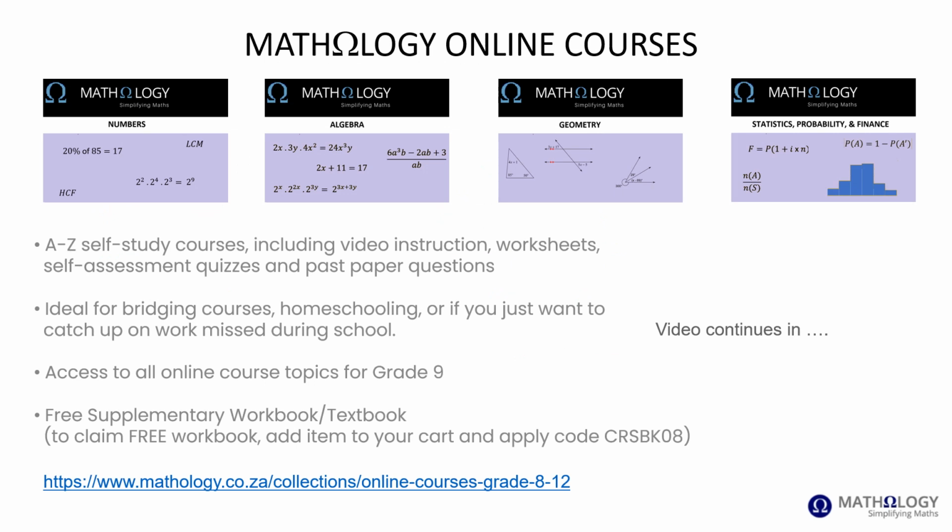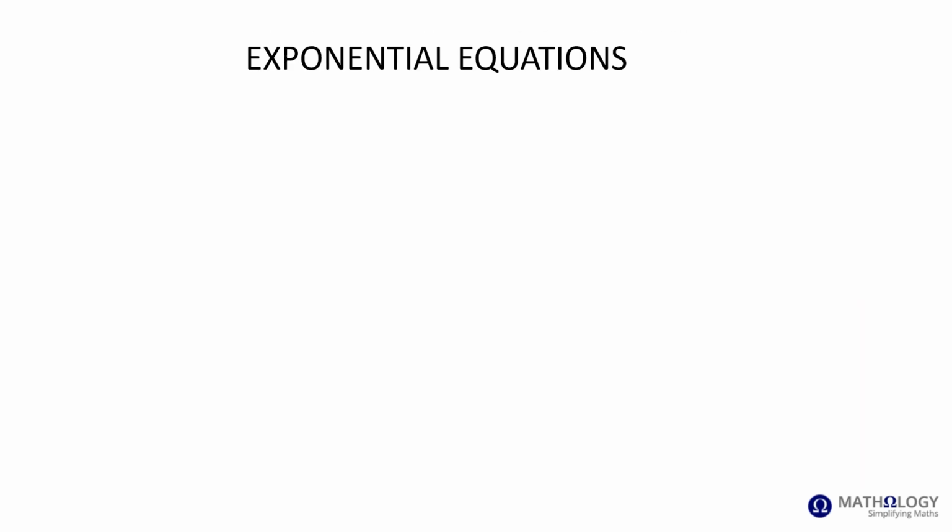If you are unsure about anything we have just done, or just want to refresh your memory, these are covered in detail in the workbook, and in the online courses, the links of which have been provided in the description box below. Solve for x if 3 to the x plus 2 equals 1 over 81.